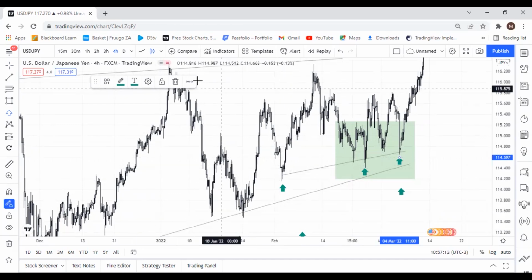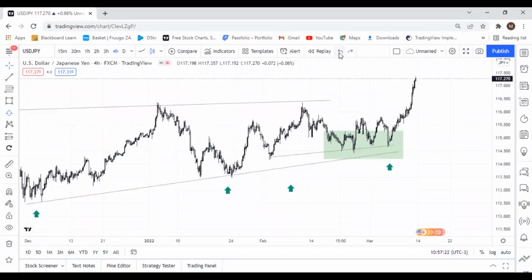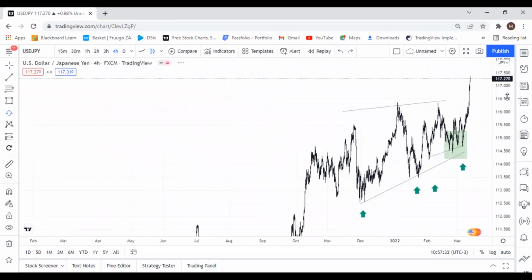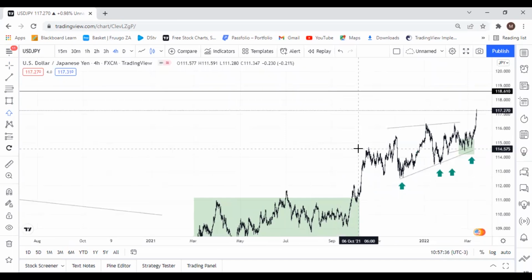That was more confluence for the buy. This buy has already moved significantly, but I still believe it's going to continue buying aggressively because of what's happening with these two markets, the US dollar against the Japanese yen.